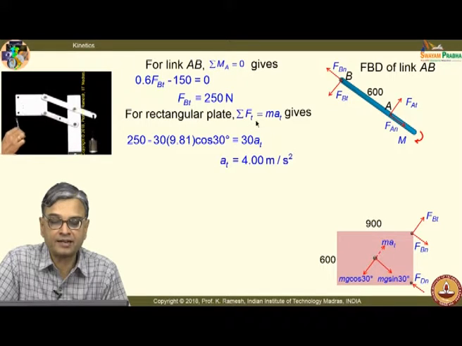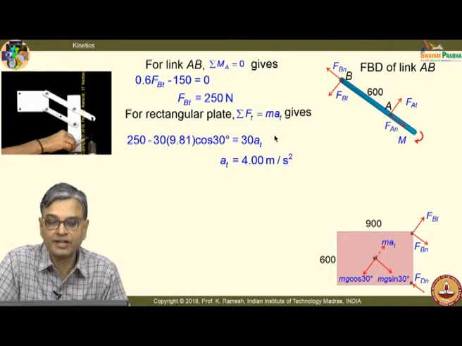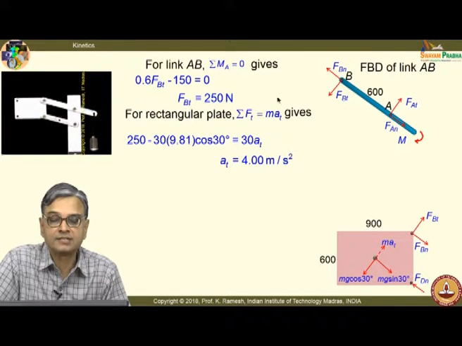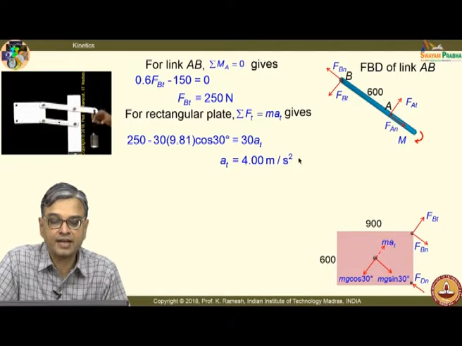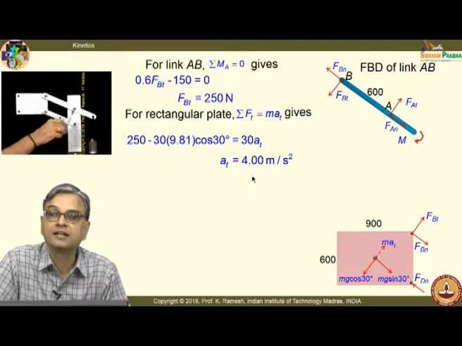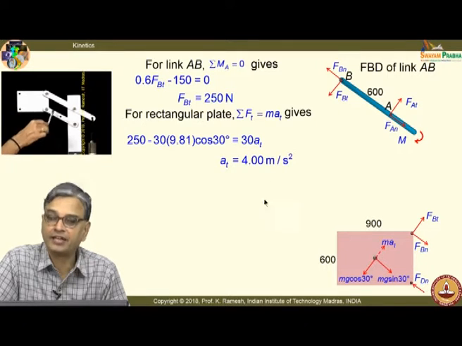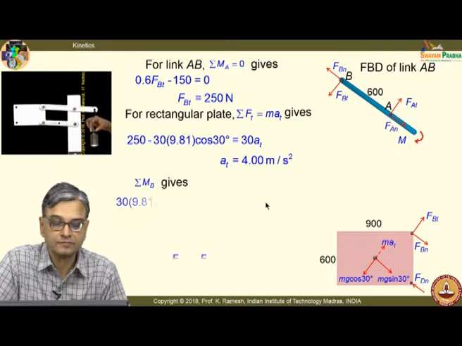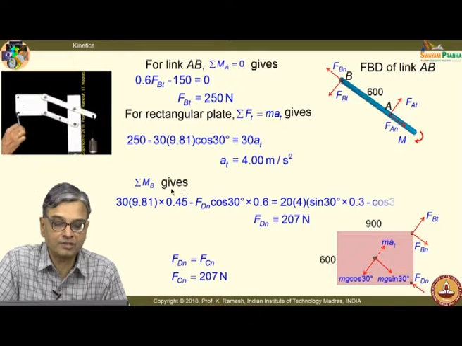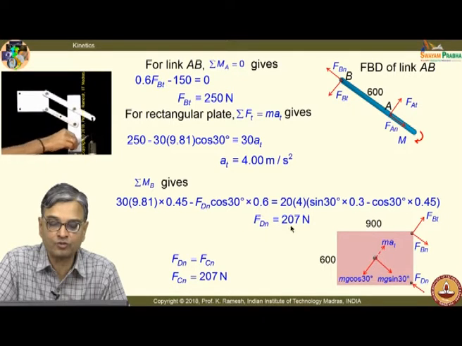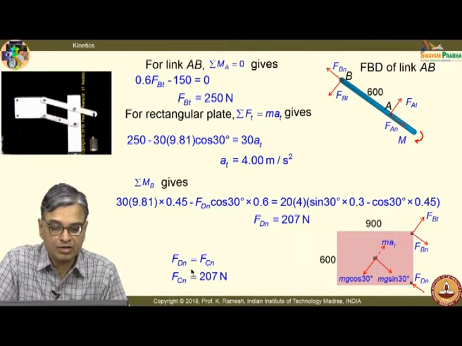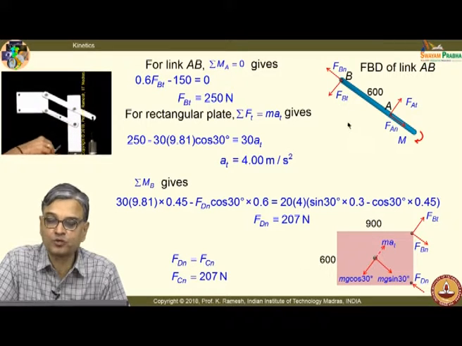For the rectangular plate, Ft equal to M A_T, that is what you have to write, okay, because this has a translation. I have this, and when you substitute the terms, I am in a position to get the acceleration component A_T, and sum of moments about B equal to 0 gives a long expression like this. So, I have FDN equal to 207 newtons. So, I have FDN equal to FCN from the 2 force member.